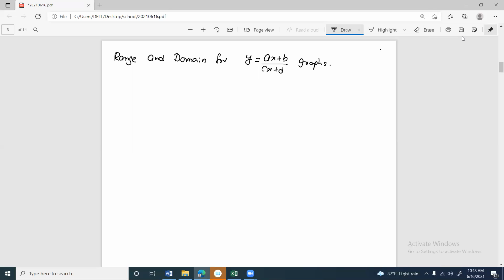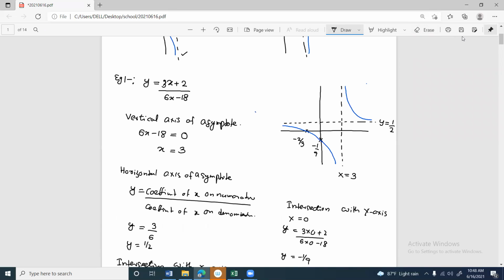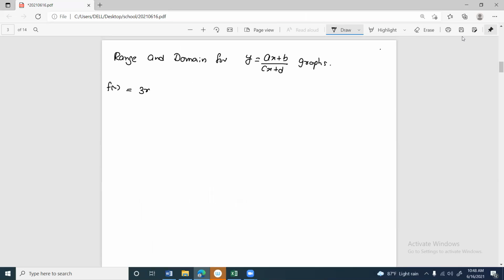From an example, I will obtain the graph for this. If it is given as y or f(x), already in terms of f(x), it's kind of easier for me to work with. I'll take the first example itself. That was f(x) equals (3x plus 2) over (6x minus 18).